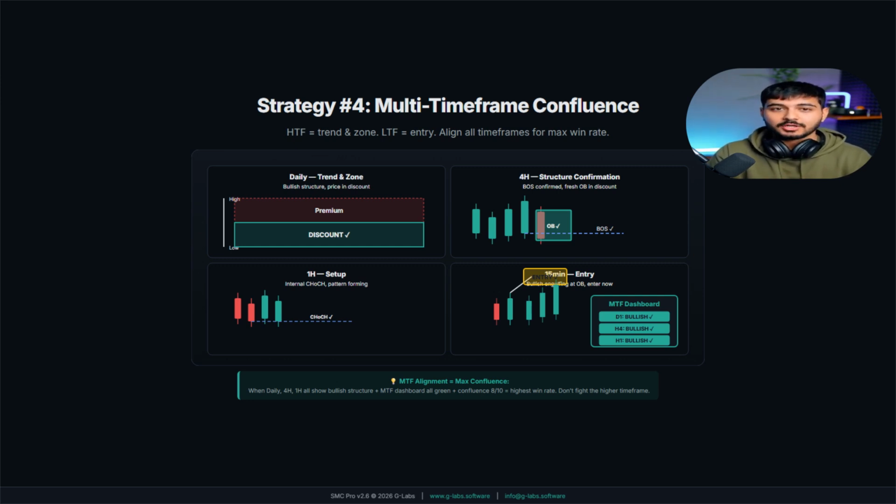Don't fight the higher time frame. If daily is bearish, don't take longs. If daily is bullish, don't take shorts. Let the big picture guide you. Use the small picture for entries.